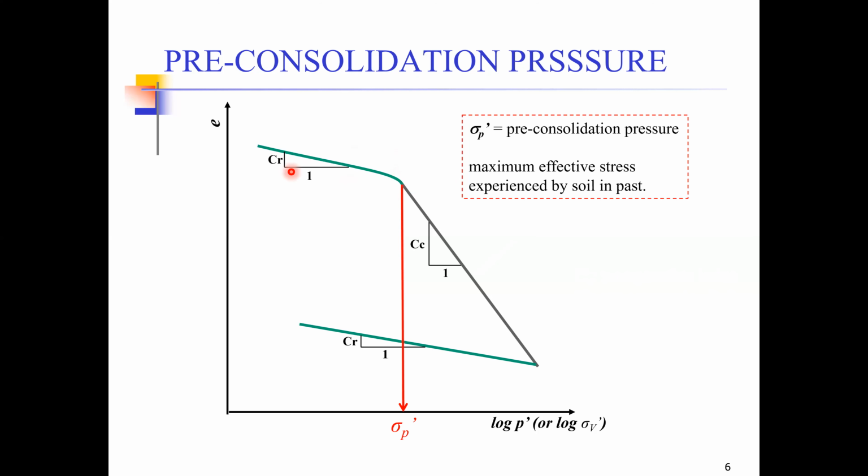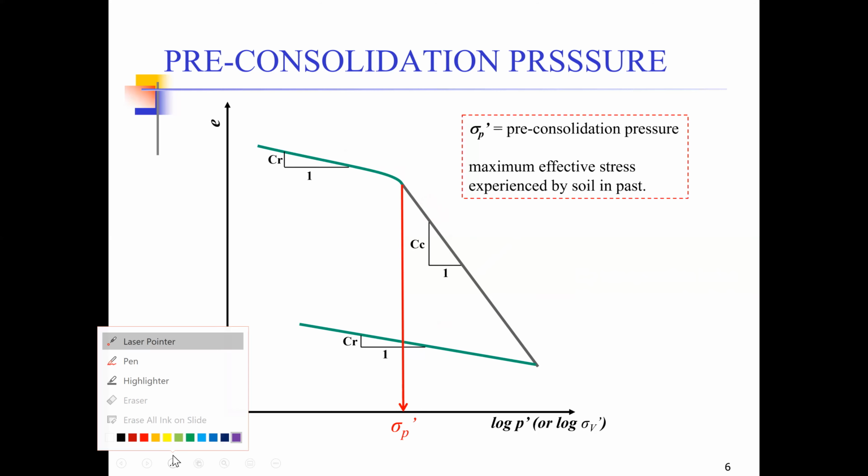This is why the slope of the line is gentle here. And this is the part of the graph where this pressure is being faced by the soil for the first time. This is why this part of the graph is much steeper. So this point of curvature in this graph is known as the pre-consolidation pressure.